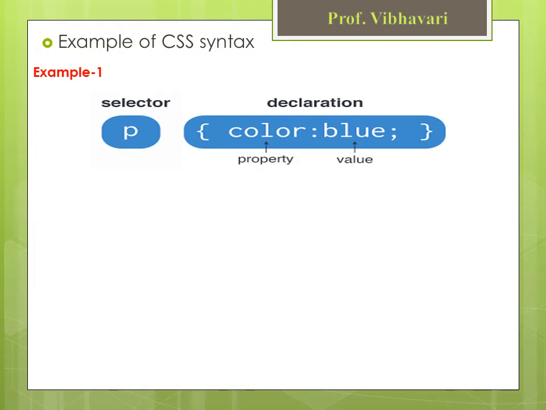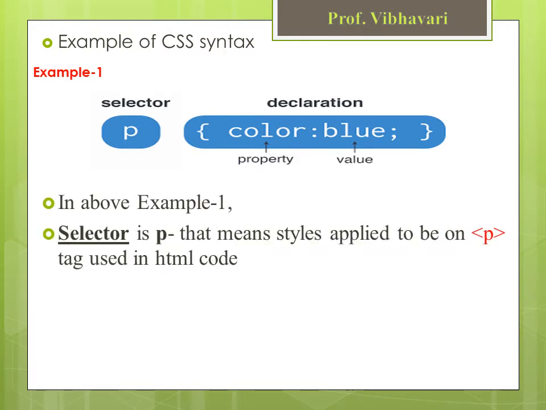See, because I have used the p tag in between my HTML code, that's the reason why the tag on which we have to apply styles, we have to choose inside the style tag in the form of selector. In above example 1, selector is p. That means the styles are applied on the p tag used in the HTML code. We have used the p tag in our code, so that's the reason I have chosen the selector as p.